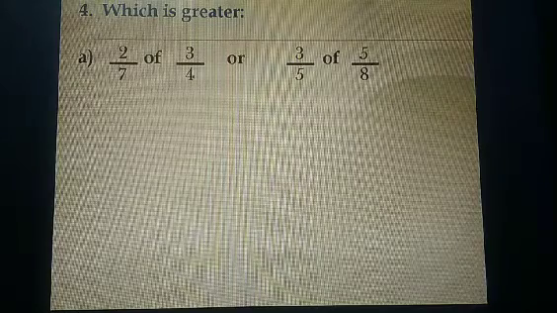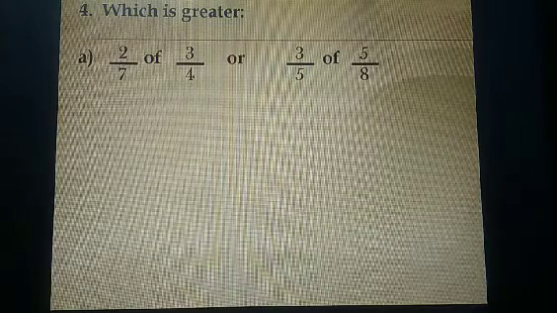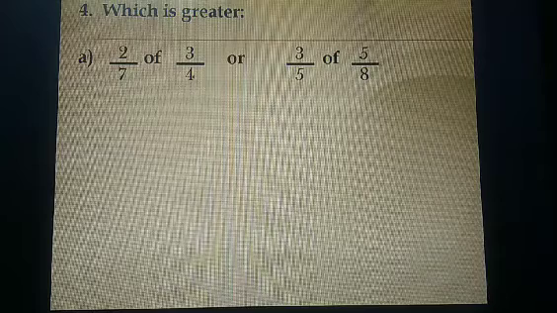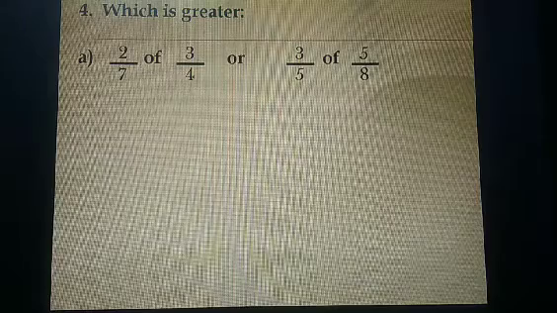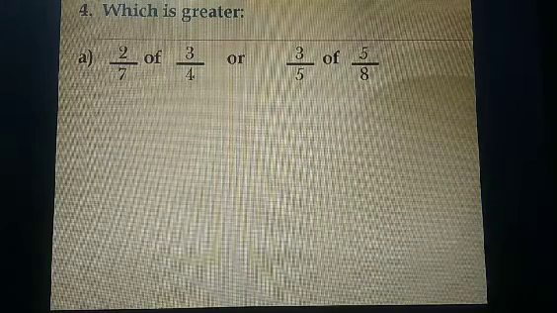Moving to question number 4. Here you are supposed to find which one is greater. So, the sum is given to you as 2 by 7 of 3 by 4 or 3 by 5 of 5 by 8. So first you will solve the first part, then you will solve the second part, and then you will compare the two to check which one is greater.